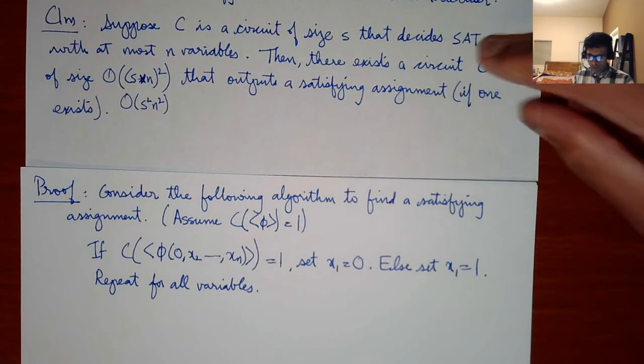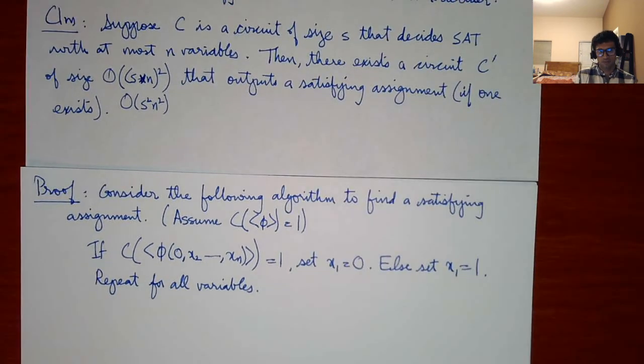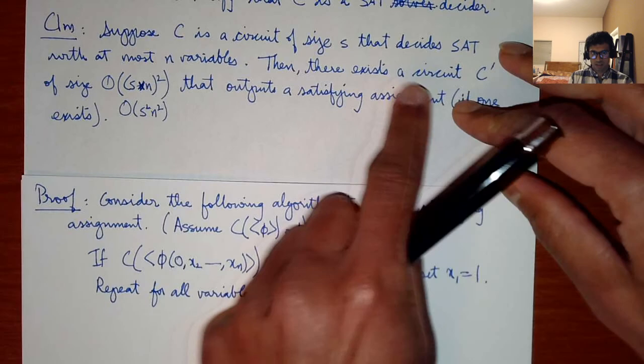Right. So obviously, if there's no satisfying assignment, but then you already have a circuit that determines if there is a satisfying assignment or not. And we know that C does decide SAT. It's not just a case where we don't know whether C is just outputting 1 all the time. Right. No, this is saying, suppose C is a circuit, then there exists a circuit C prime.